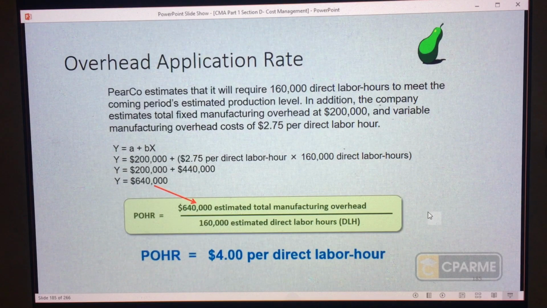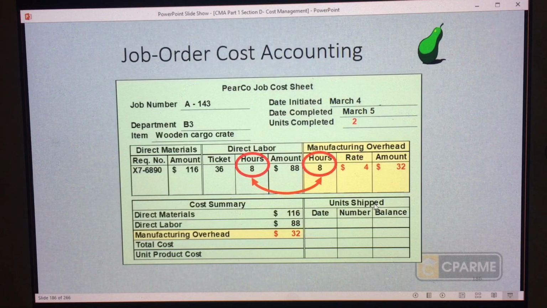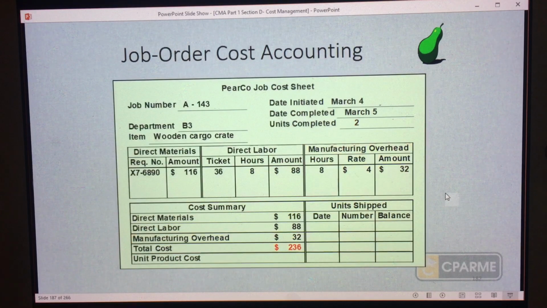And so if that is how you estimate, just like your materials and your labor, then you also have to include this in your cost sheet. I believe it will show this. So 8 hours and then you have your manufacturing overhead here of 32. And for a total cost of 236.